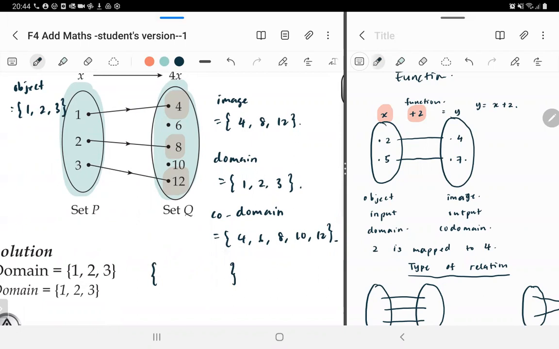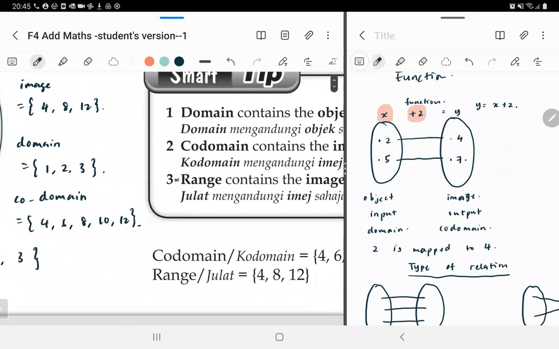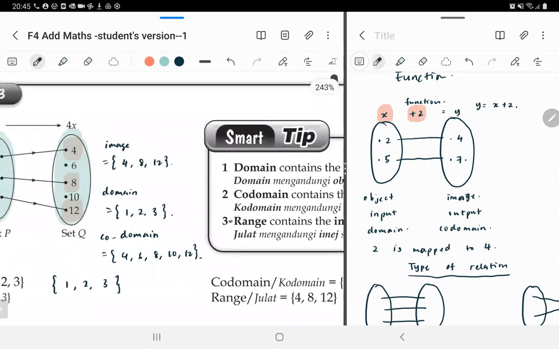Okay, and then the elements inside the group, the members inside the group, we will write as the number, comma, then the second member, comma, the third member. If you put the bracket like that, that means all of them are in a group. All right, so let's do another one: range. Range contains the images only. So the images here, we say it is the range.